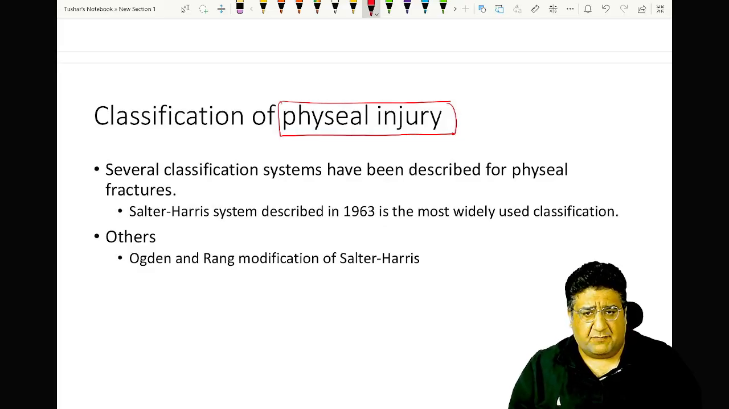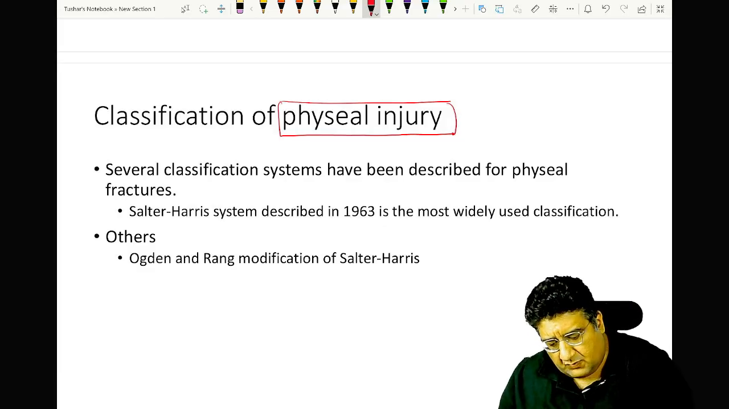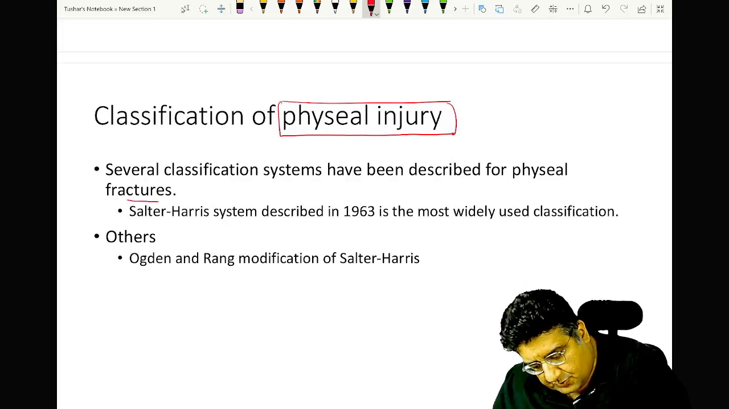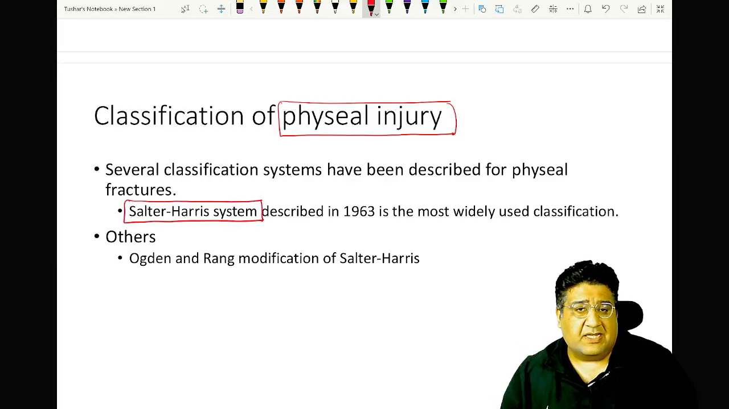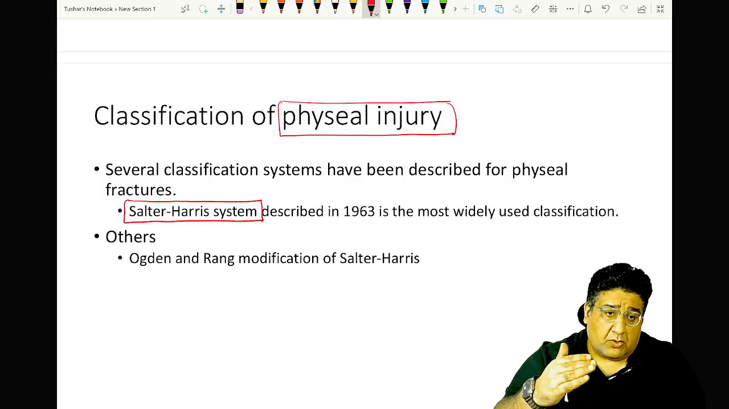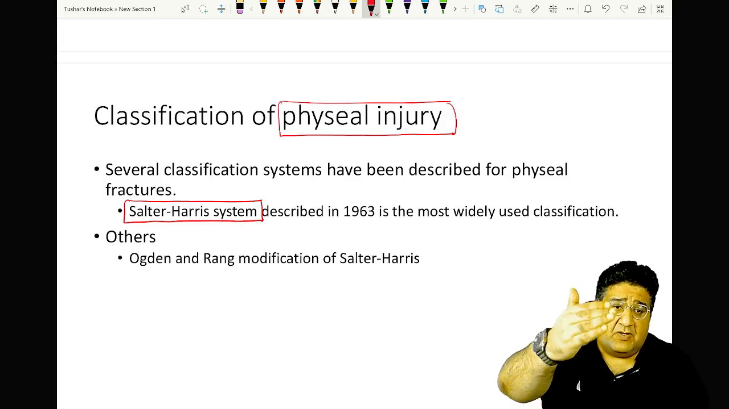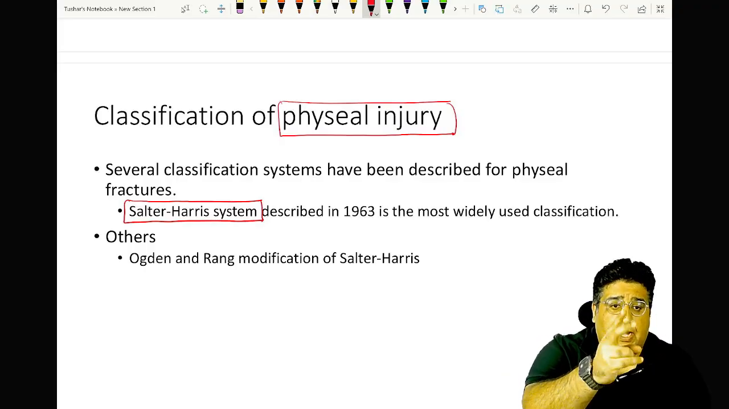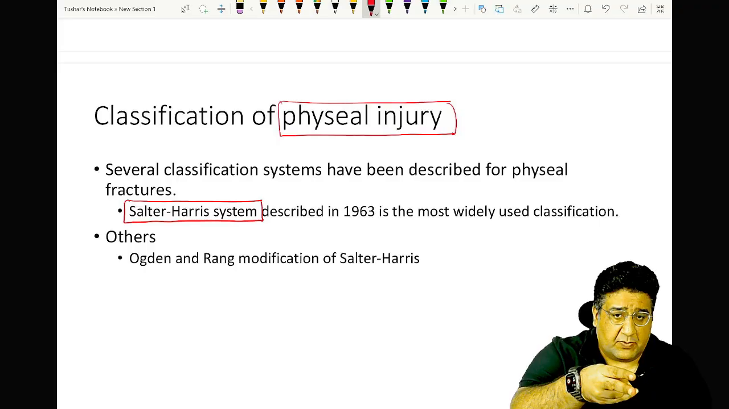Multiple classifications have been given for it. But the one given in 1963, well, you're not supposed to remember 1963. You are supposed to remember that the one which was given long back was called the Salter-Harris classification, which is still the most widely used. Although today, not only will I teach you the Salter-Harris classification, but I will teach you a modification of it, which was given by Rang and Ogden. We'll talk about that as well.